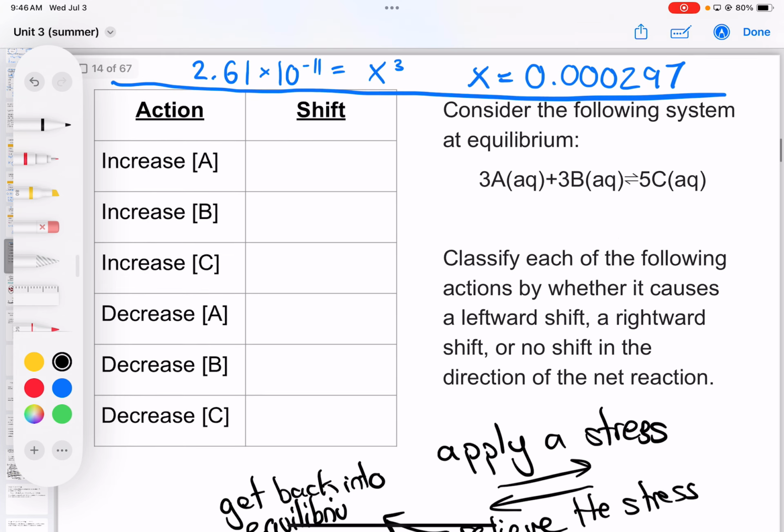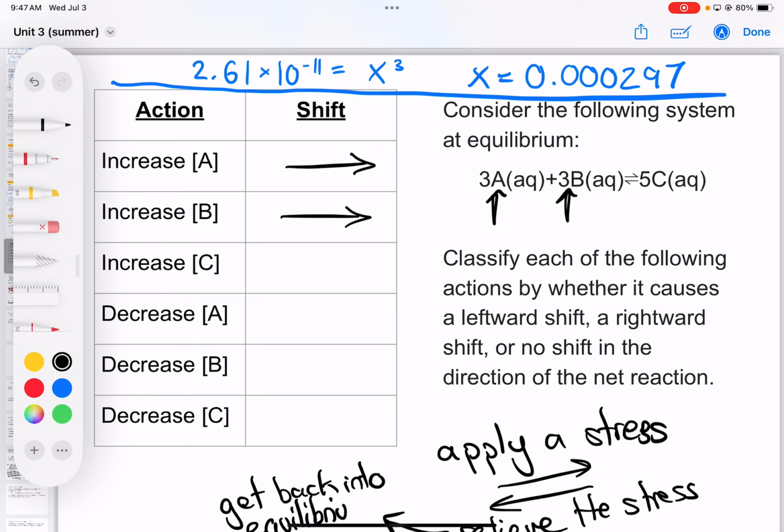Okay, so let's look at this example and see what happens when we add A, B, and C or remove A, B, and C. Okay, so adding any of the reactants, so the first two, if I add A or if I add B, it's going to have to shift to get rid of some of that. So when I say relieve the stress, that's what I mean, is shift the reaction to get rid of some of that stuff we just added in. So for both increasing A and B, it's going to shift the reaction to the products, meaning A and B will react and form some of C.